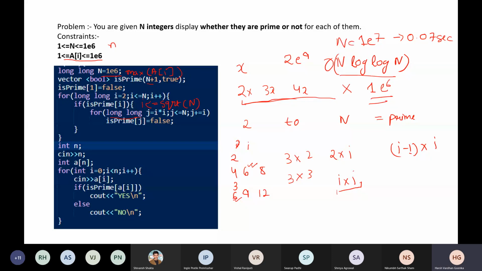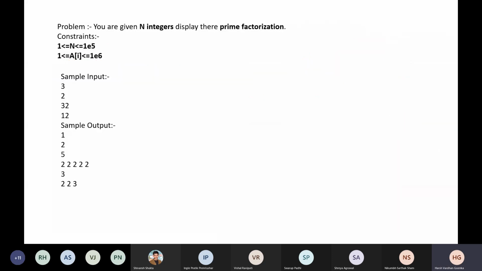So let's move on to the second problem of the day, that is prime factorization of a number. You might have studied prime factorization in JEE before also. You are given n numbers whose inputs are a_i, like 2, 32, 12, and you have to display the number of values in its prime factorization and display them.